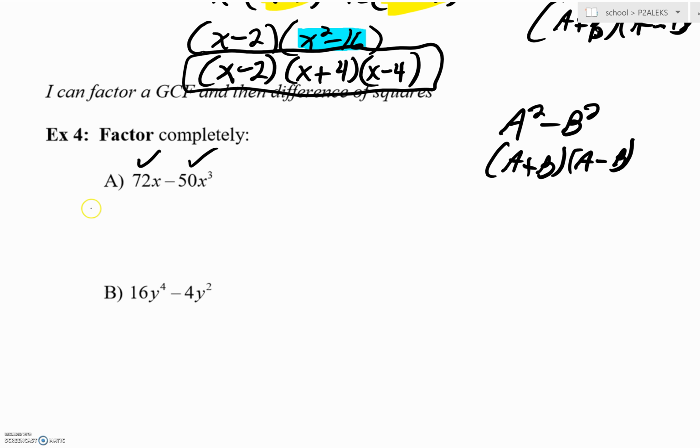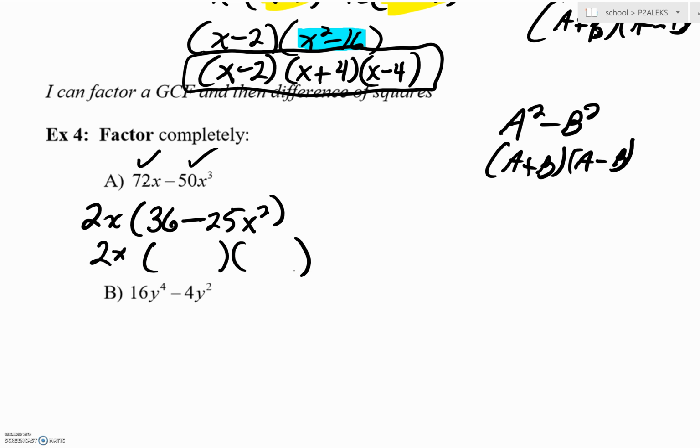So what are we really getting at? I can pull out a 2, what else? And an x. Now, 72 divided by 2 is 36, and I don't have an x left. What's 50 divided by 2? 25, and that's a 25x squared. So now, because it's a difference of squares, I can break that 36 minus 25x squared down a little more. What's the square root of 36? 6. So I got a 6 and a 6. Square root of 25? 5. I'll have a 5x and a 5x. Make it a plus. Make it a minus. And there you go.